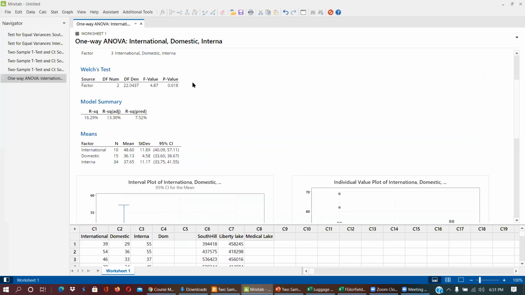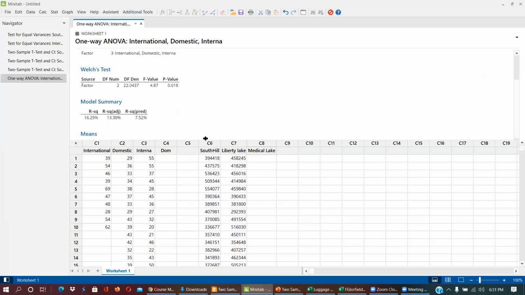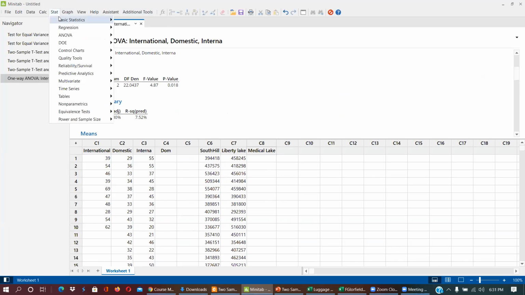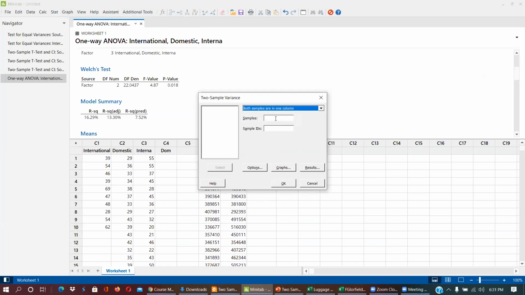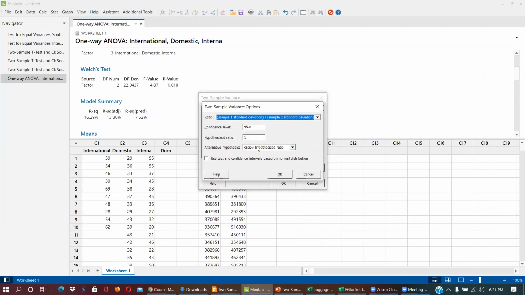What is the meaning of variance here? For example, my question is: South Hill and Liberty Lake, where is the most variance? Are the variance of South Hill housing prices and Liberty Lake housing prices equal? I go under statistics, basic, two variances, and I can pick sample 1 as South Hill and Liberty Lake as the other. Options: ratio is the hypothesized ratio, which is 1.